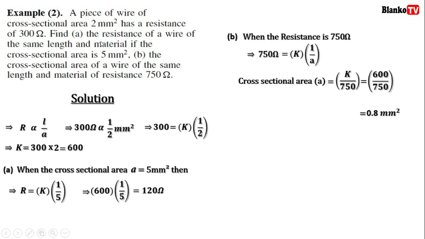So from the question, A says we should find the resistance of a wire of the same length and material if the cross-sectional area is 5 millimeter square. That is what we calculated here. So the resistance when cross-sectional area A is 5 millimeter square is 120 ohms. And B says we should find the cross-sectional area of a wire of the same length and material when the resistance is 750 ohms.